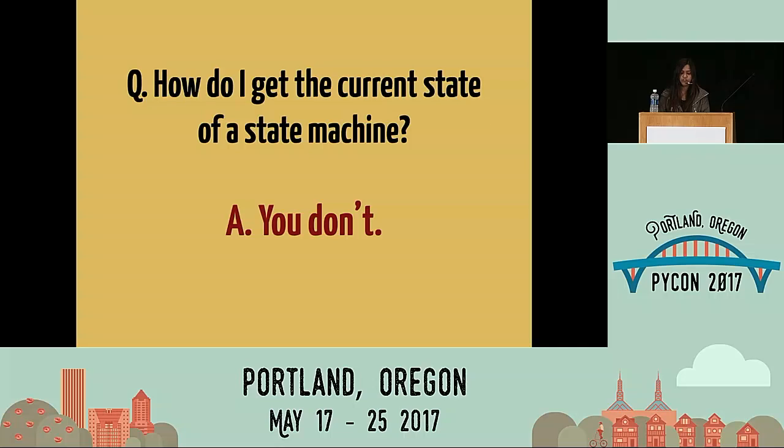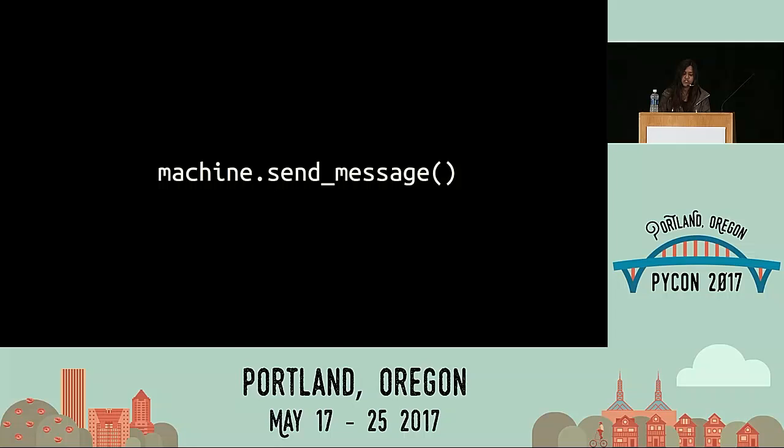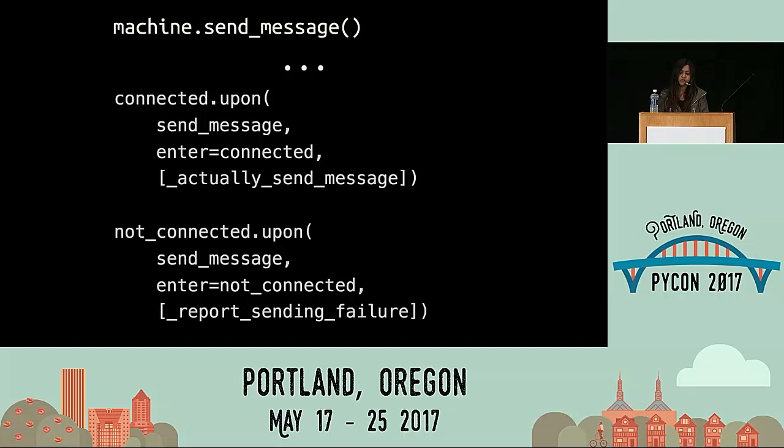One major reason for having a state machine is that you want the callers of the state machine to just provide the appropriate input to the machine at the appropriate time and not have to check what the state of the machine is. So if you're tempted to write a bunch of if-else statements based on the state of your machine, Automat doesn't let you do this. Instead, it requires you to make your calling code just perform that action. And you would define the valid transitions like this. So you basically delegate the validity of that transition to your machine definition.